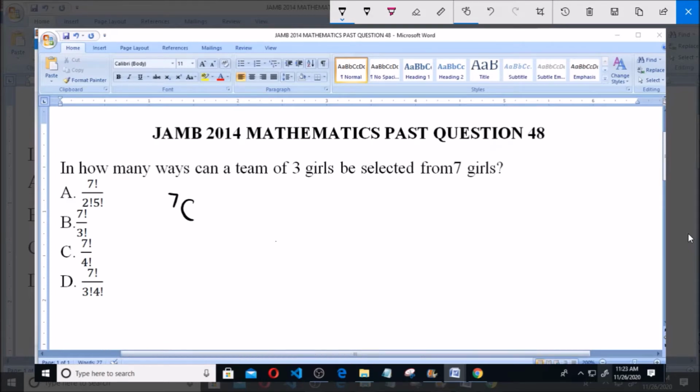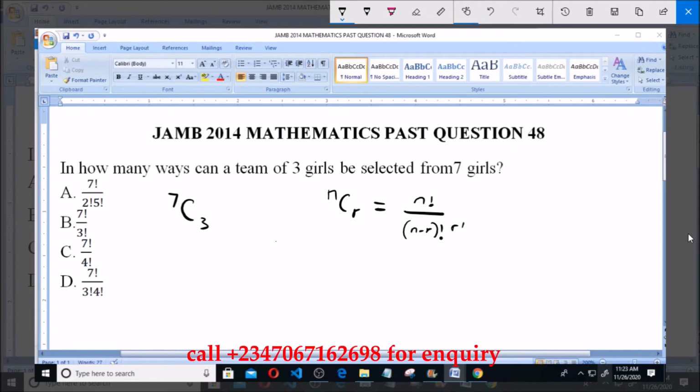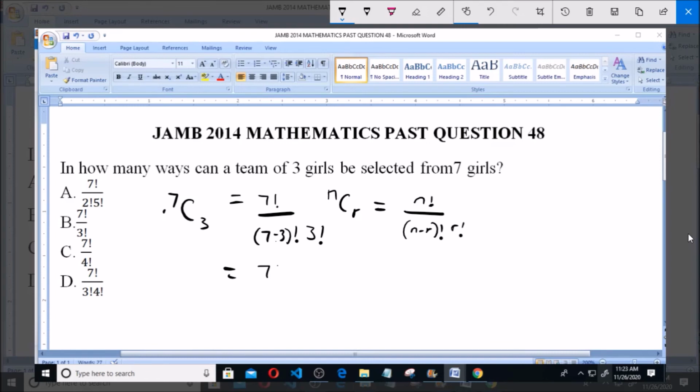And like we know, when we have n combination r, this is equal to n factorial all over n minus r factorial, then multiplied by r factorial. So 7 combination 3 will be equal to 7 factorial all over 7 minus 3 factorial, then multiplied by 3 factorial. So now this will give us 7 factorial all over 4 factorial 3 factorial, and that is option D. Option D, 3 factorial 4 factorial, is the same as 4 factorial 3 factorial, since it's multiplication. So this is the answer.